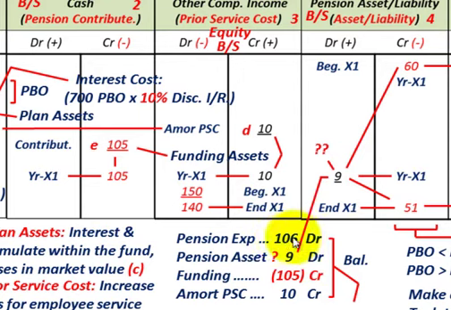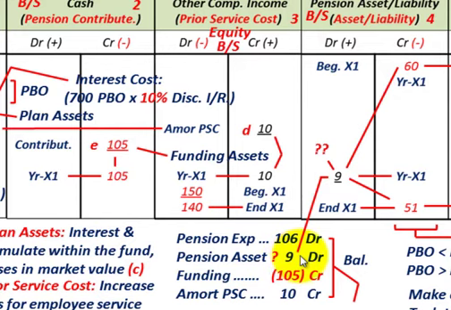First, after you determine your pension expense, we had a debit of $106,000 here. Then our funding, or our cash account, we had a credit of $105,000, and then our amortization of prior service cost, a credit of $10,000. So that gives us our balancing amount here. We need between our debits and credits here, $9,000.